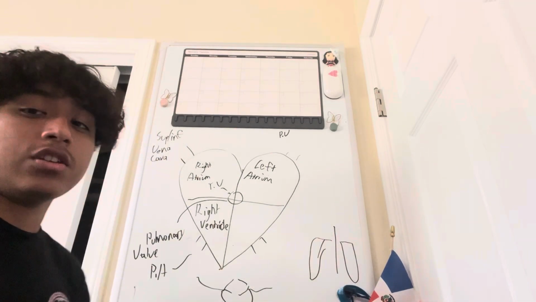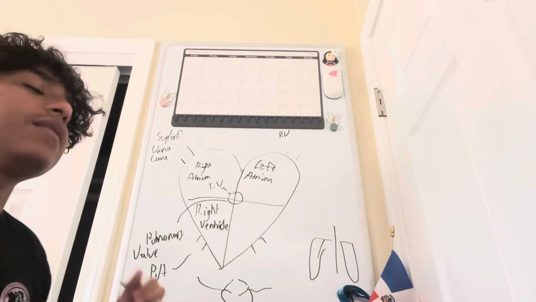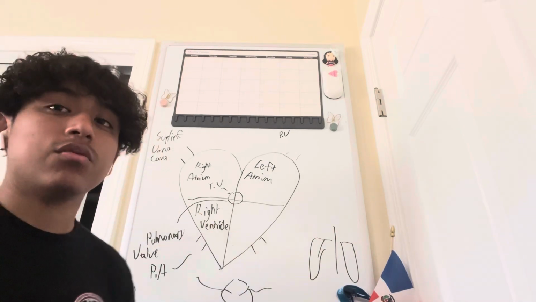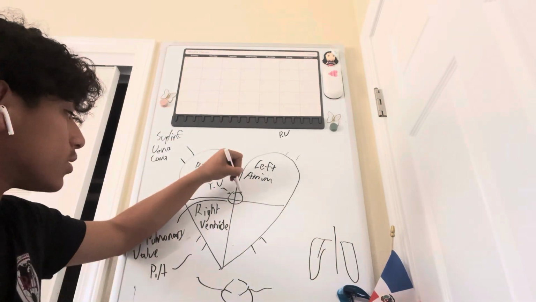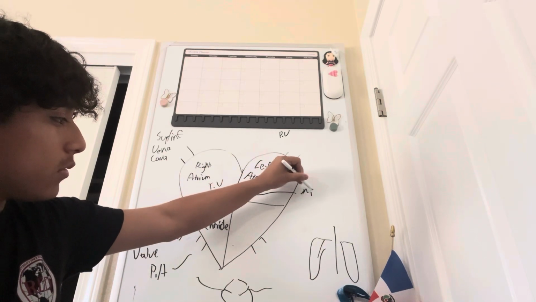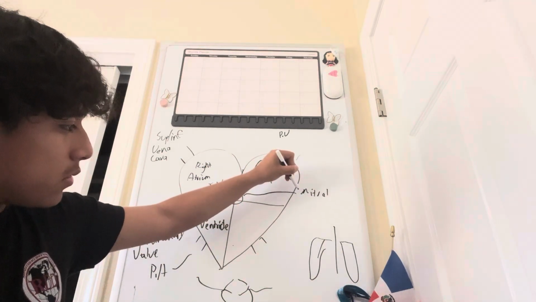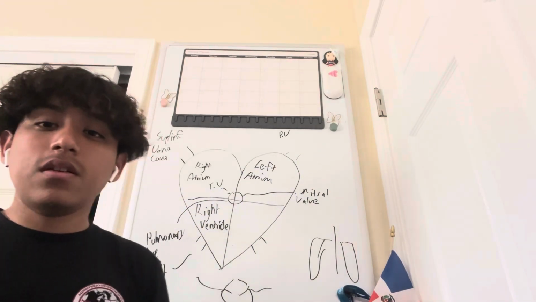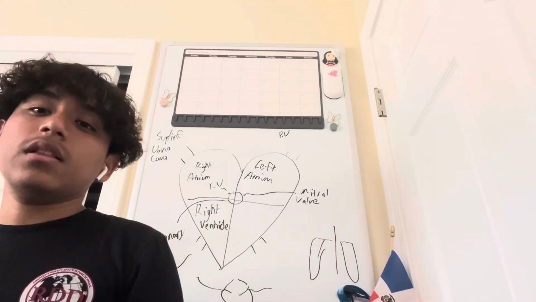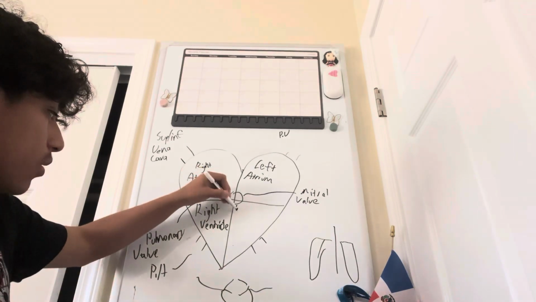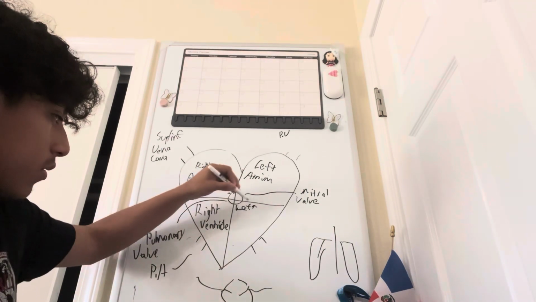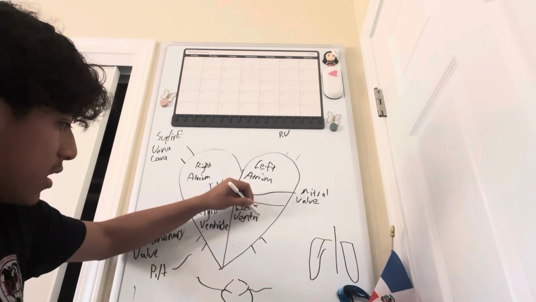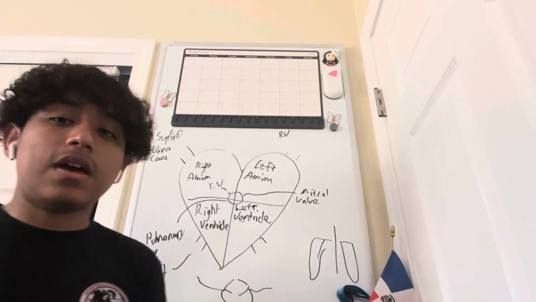Now, the oxygenated blood is at the left atrium, and it has to go through a valve. If you know what it is, say it with me. 1, 2, 3. Mitral valve, which is all the way here. After the mitral valve, the blood goes to the left ventricle. It's a very similar process to the right side of the heart, but it basically is just different names and things like that.